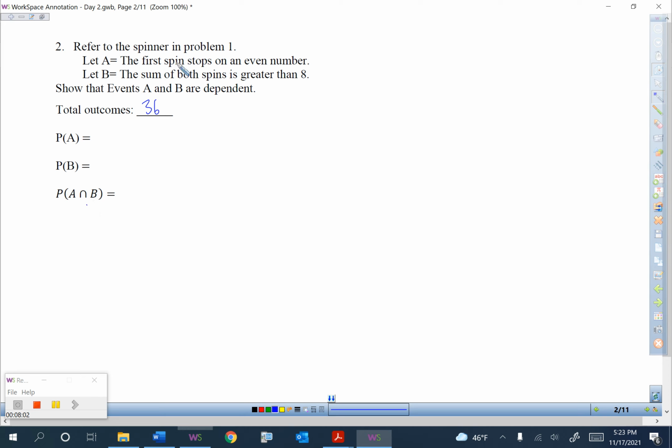So starting out, first spin stops on an even number. If you like to set it up this way, 1, 2, 3, 4, 5, 6. First being on an even number is here, here, and here, with anything from our second one. So there are 6, 12, 18 again. 18 over 36 gives us our 1/2. Okay, from the first spin, half of them are even.